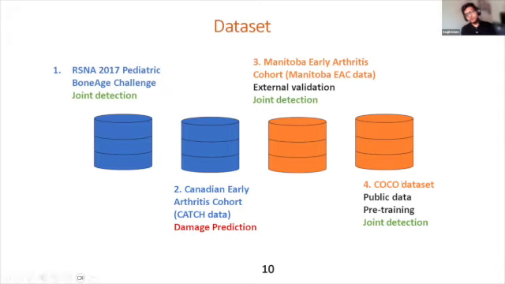And finally, the COCO data set, which is a very publicly available data set commonly used in object detection and computer vision models. This was just used to pre-train the joint detection model, as mentioned in the previous presentation on how pre-training works. This was used in the joint detection stage.